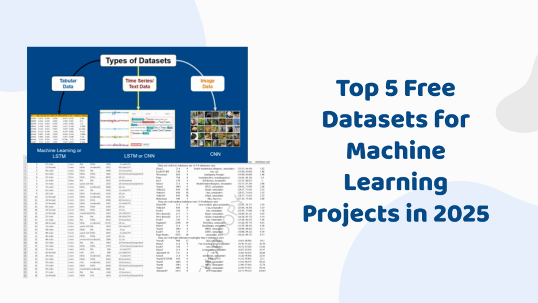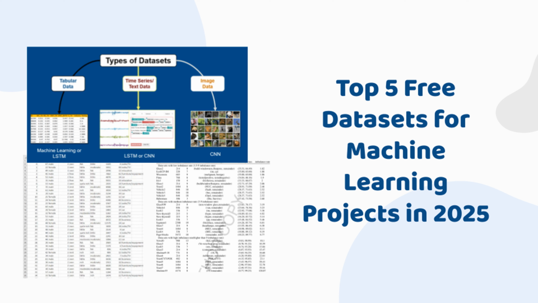If you're someone who is learning machine learning, working on a cool project, or just curious about data science, then you already know how important good data sets are. Without the right data, even the best model won't perform well. But here is the problem. Finding clean, reliable, and free data sets online can be confusing. There are just so many websites, and it's hard to know which ones are actually useful.